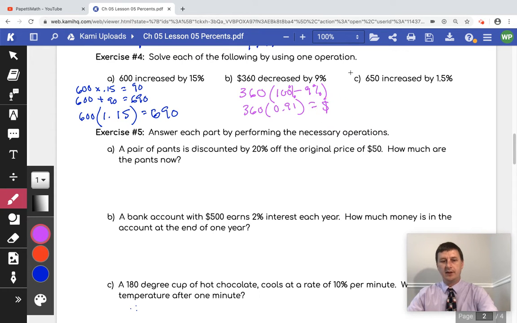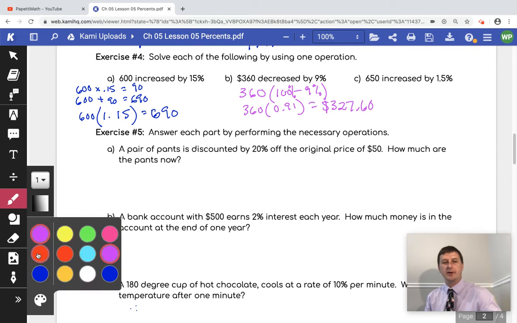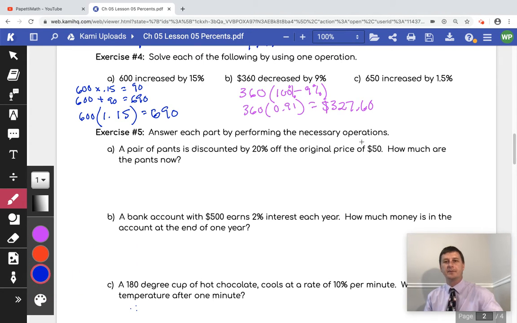So 327.6 is really 60 cents, so we want two decimal places there with the 0 on the end. All right, so again, using one operation, that's what we were able to do there.